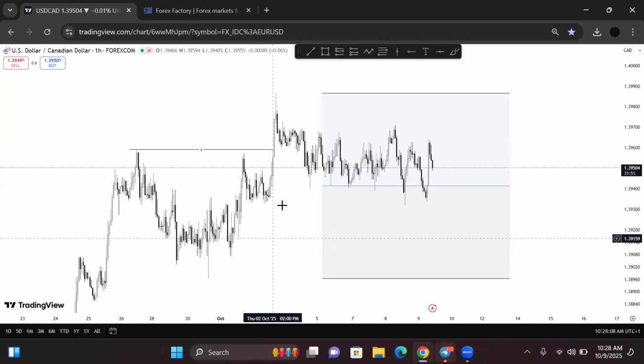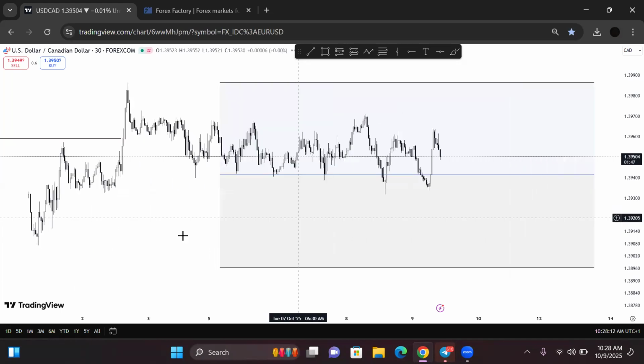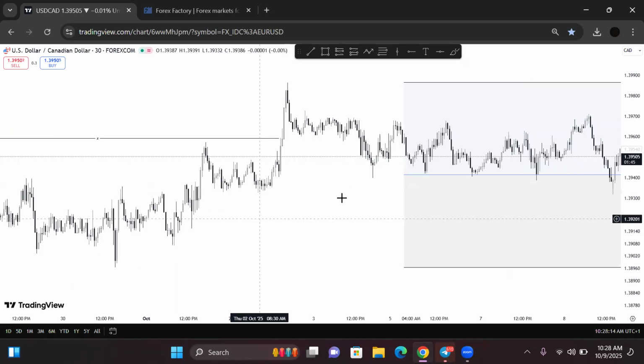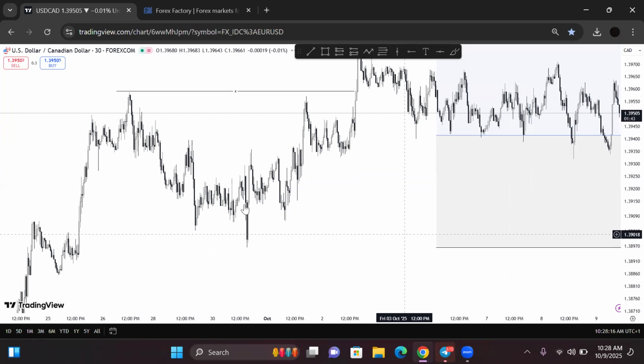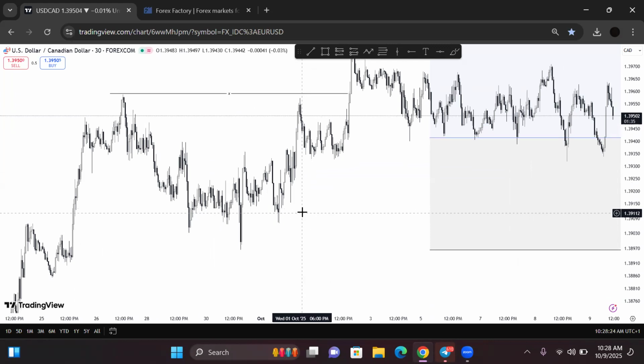It is sweep. All right, so this zone also has liquidity sweep. All right, so where is the best zone for us to take our buys? Hmm, let me see if it's in.